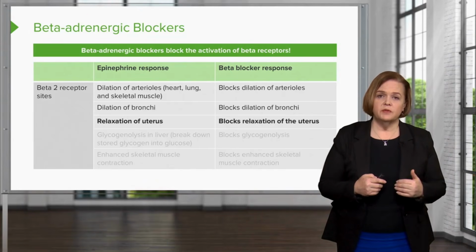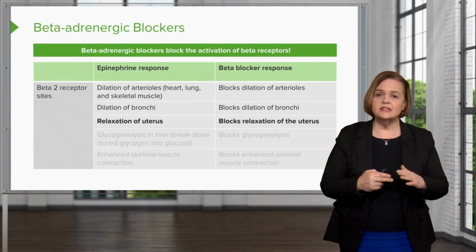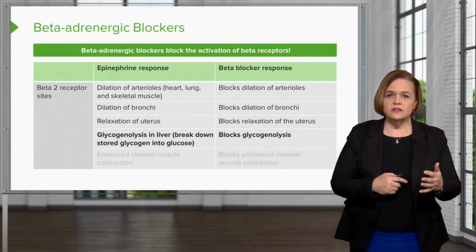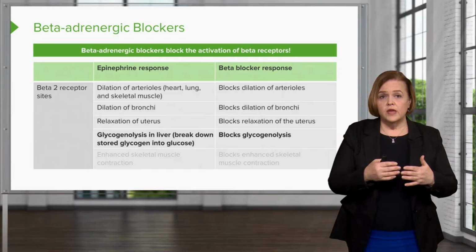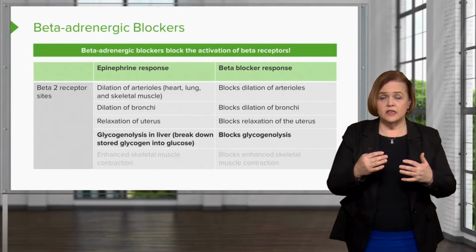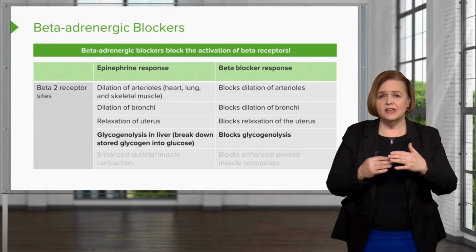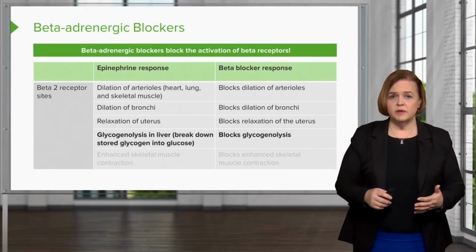We do use beta blockers sometimes to maybe slow down the process of labor, but that's not the application we're talking about here. Now, glycogenolysis in the liver, remember that breaks down the stored glycogen when a beta-2 receptor is hit by epinephrine. But beta blockers will block this effect. They will block this glycogenolysis. This can be particularly problematic for diabetic patients.